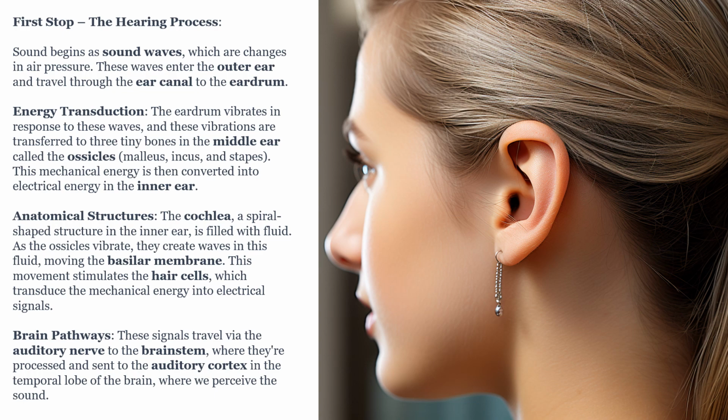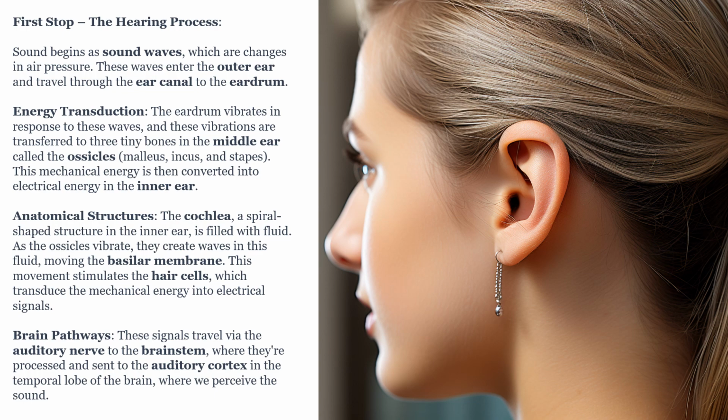Sound begins as sound waves, which are changes in air pressure. These waves enter the outer ear and travel through the ear canal to the eardrum. The eardrum vibrates in response to these waves, and these vibrations are transferred into three tiny bones in the middle ear called the ossicles: the malleus, the incus, and the stapes. This mechanical energy is then converted into electrical energy in the inner ear.